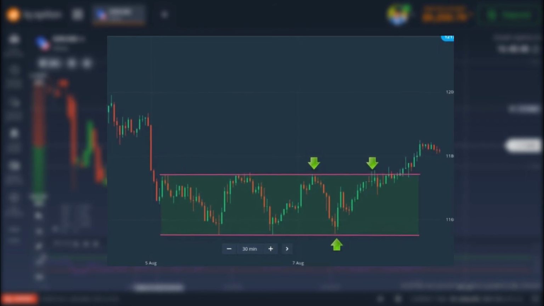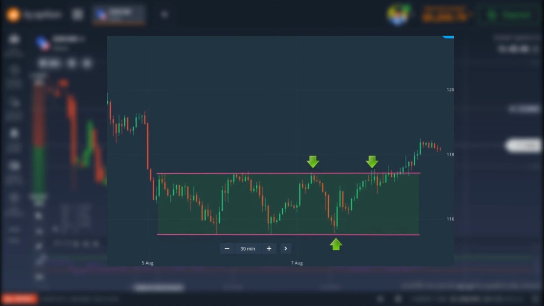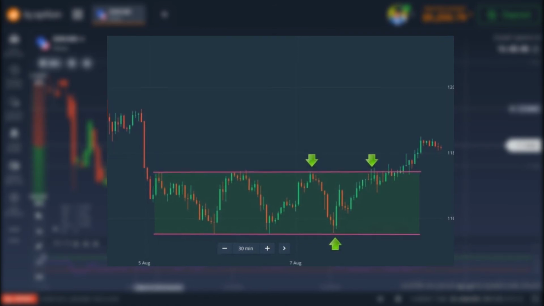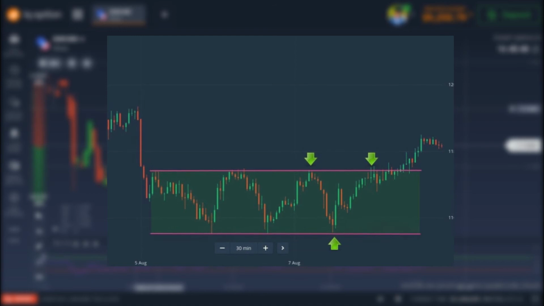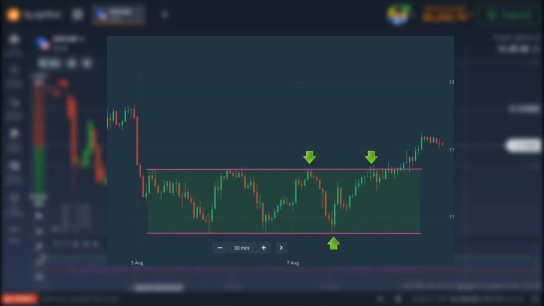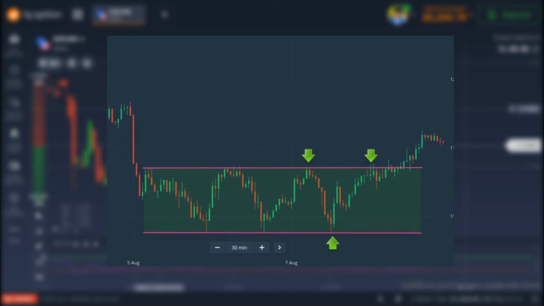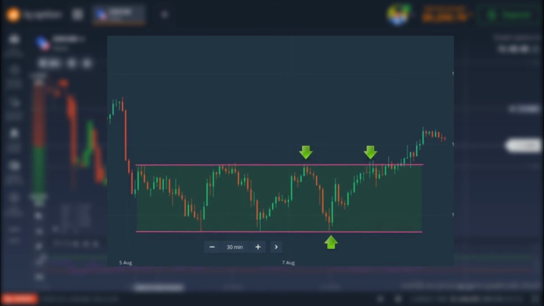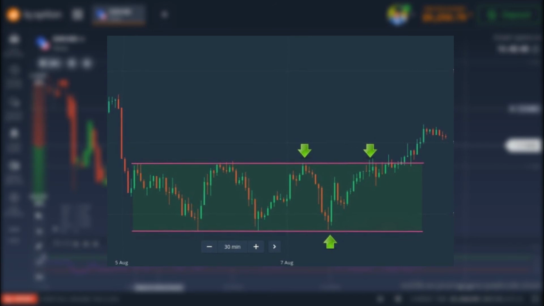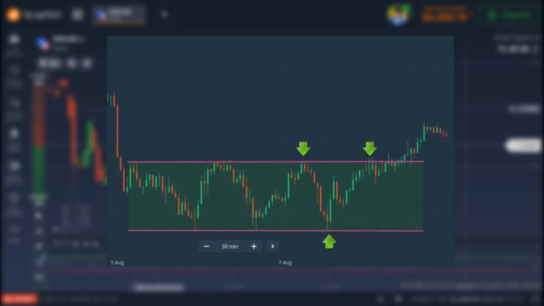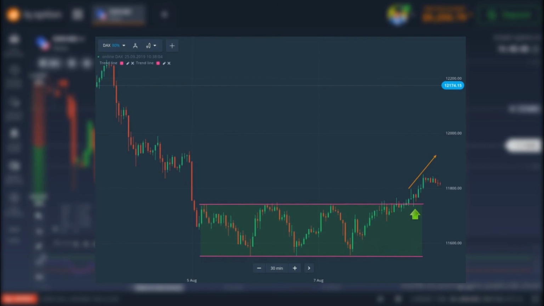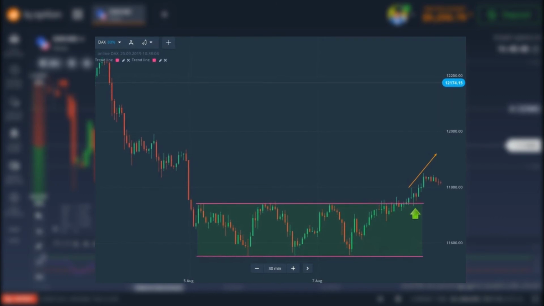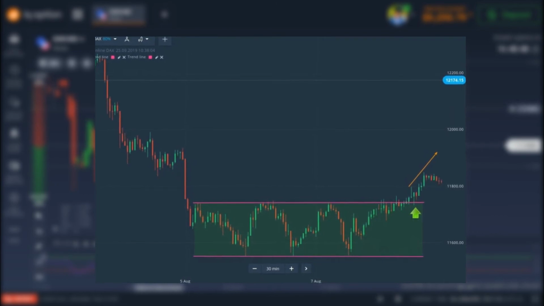So when trading short-term deals, I recommend using the larger time frame chart. If you're trading on a 30-minute time frame chart, for example, open a 5-minute trade. As a result, you may be confident that the price will remain within the rectangle and will not rebound before the trade expires.